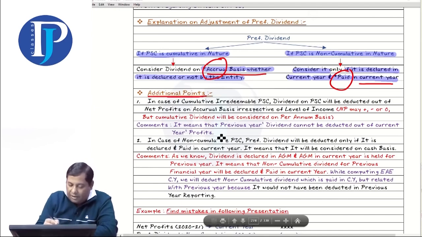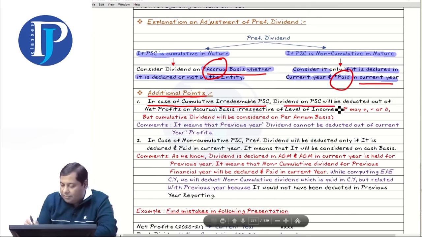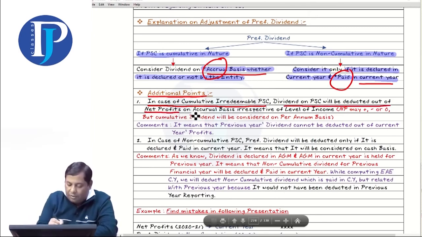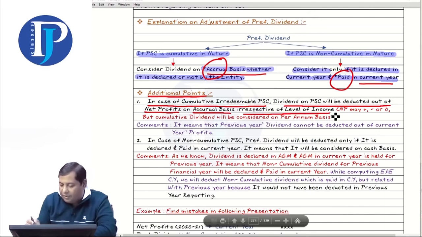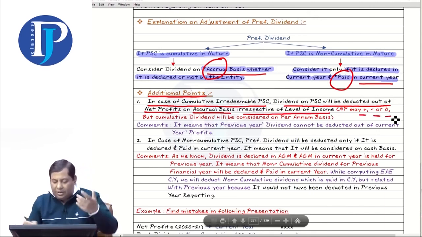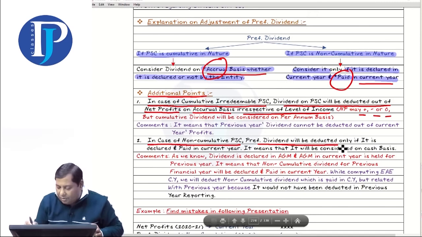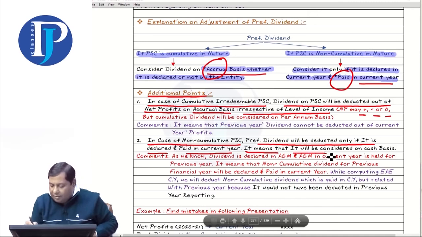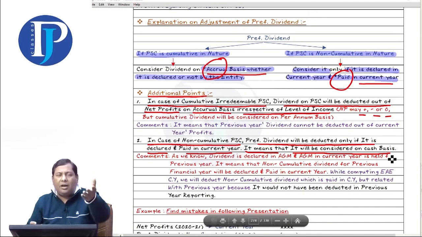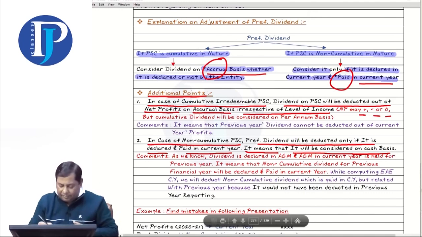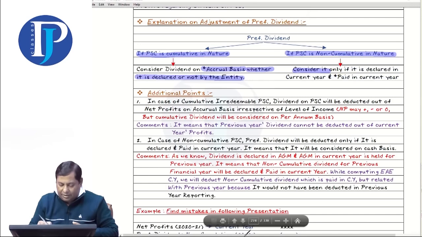Then I explained some points. In the case of cumulative irredeemable PSC, dividend on PSC will be deducted out of net profits on an accrual basis irrespective of income. Do not see if profit is positive or negative, take it on accrual basis. In case of non-cumulative PSC preference dividend, it will be deducted if it's declared and paid in the current year. It means that it will be considered on a cash basis. All these notes are written on the screen. You can pause and read them anytime. Clear students? We have discussed all these things in class.